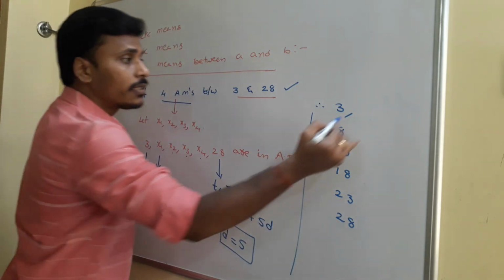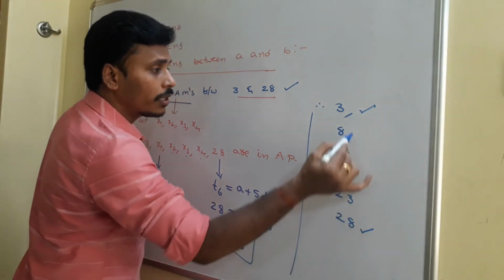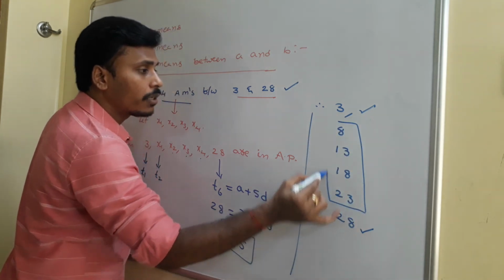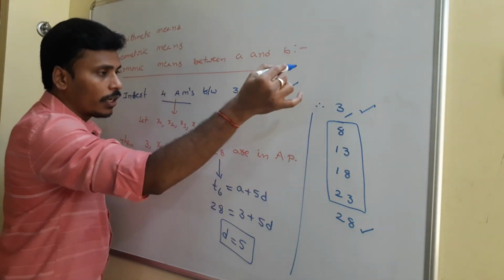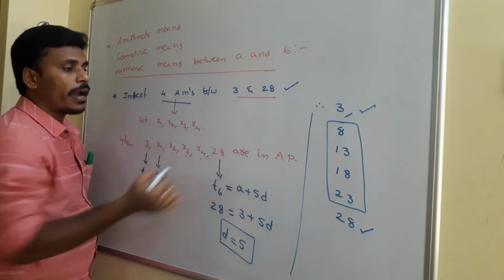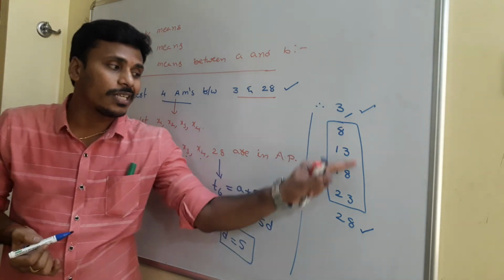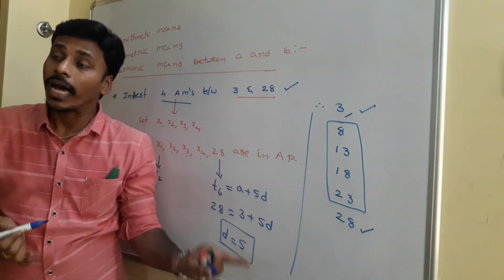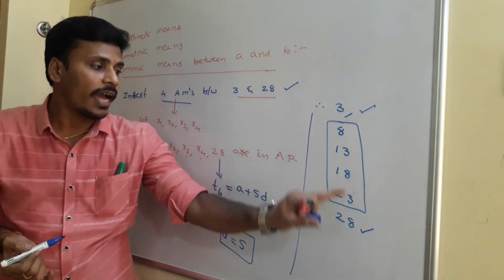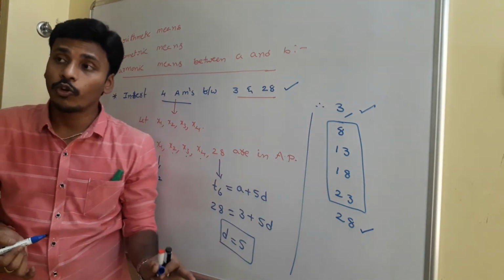Now, 3 and 28 are the given numbers, and we have 4 more numbers in between them such that they form an arithmetic progression. We announce these 4 terms as the arithmetic means between 3 and 28. Have a look at this.